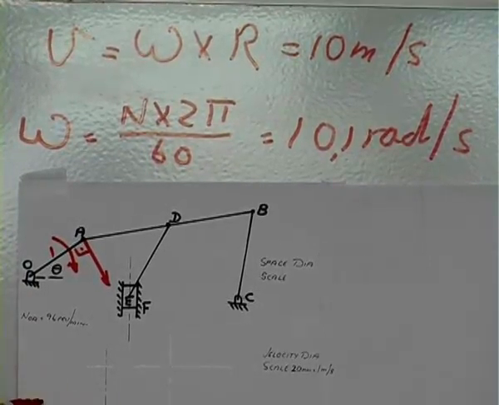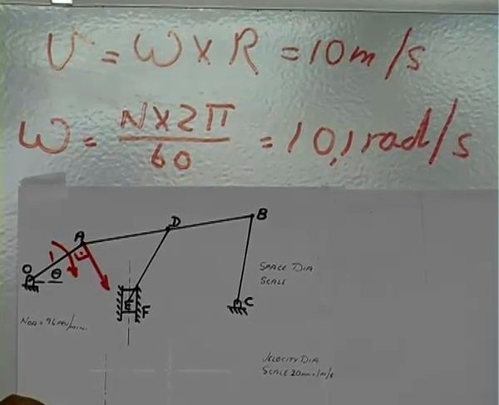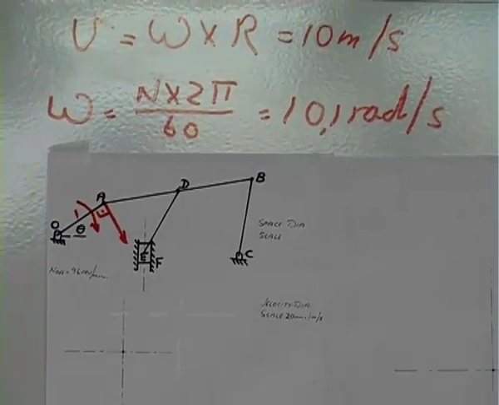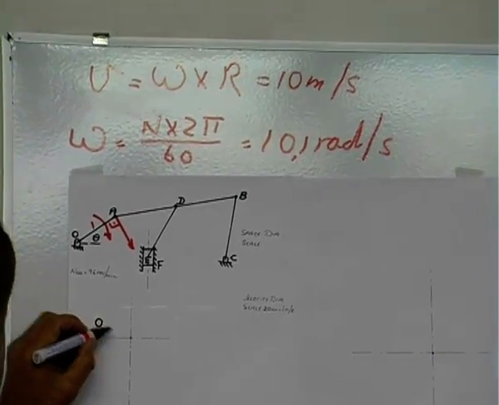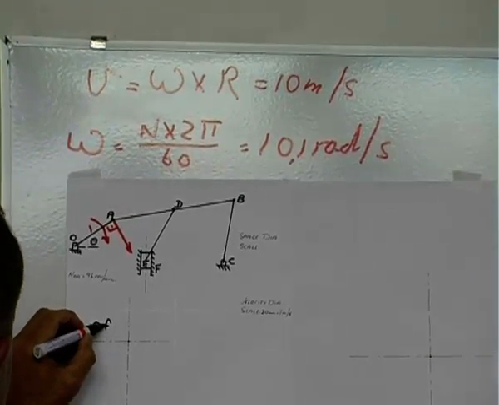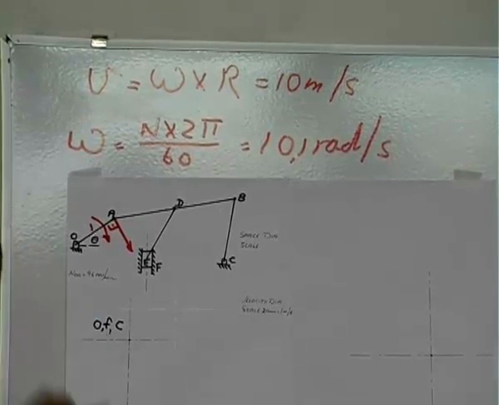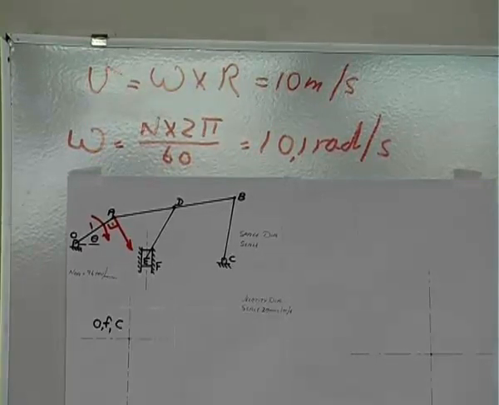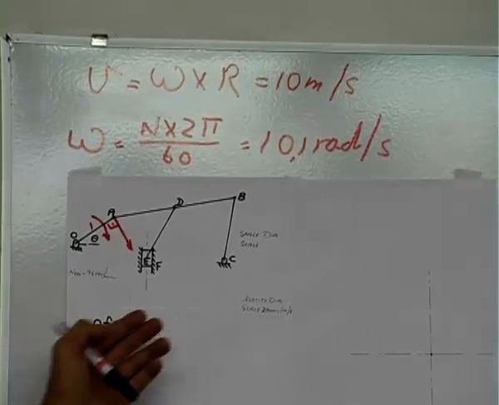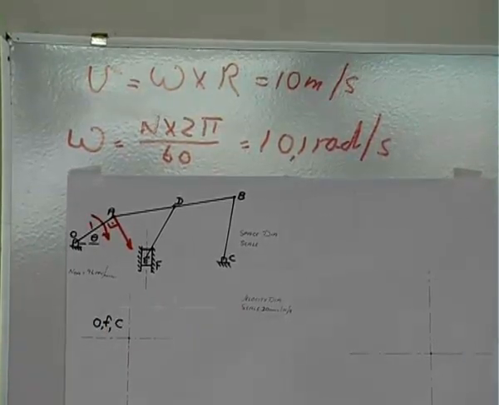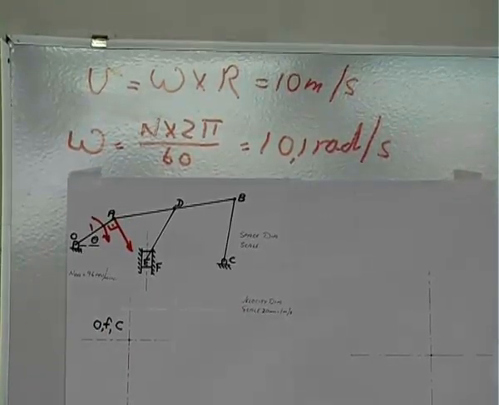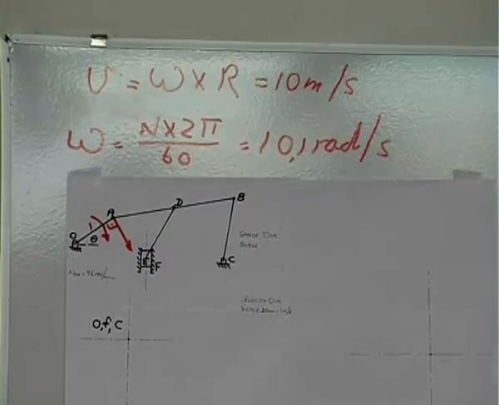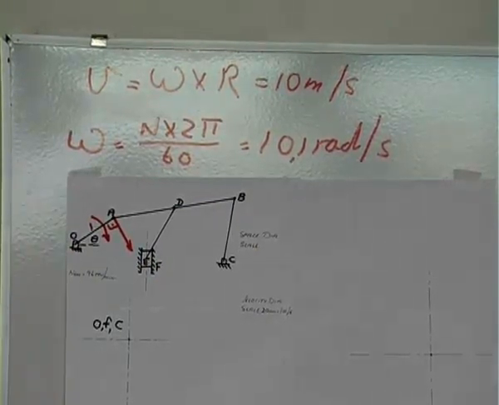Your velocity diagram: the center here will be the base of that mechanism. So this will be O, the center. F and C will also be the center of your velocity diagrams. According to a scale, take the scale 20 millimeters equals 1 meter per second. That will give you 200 millimeters for the length of that link.